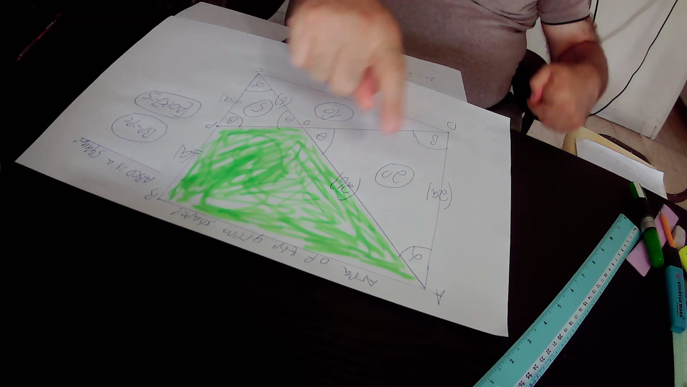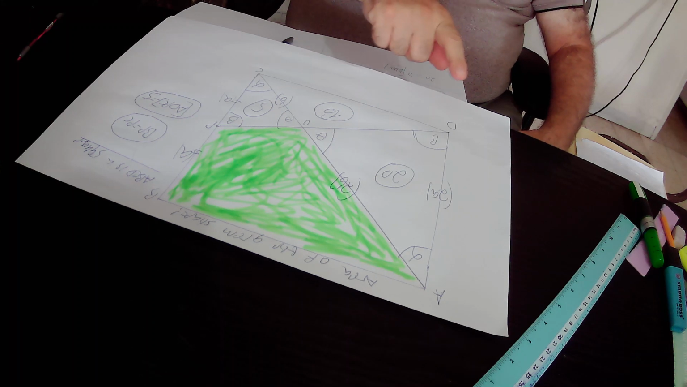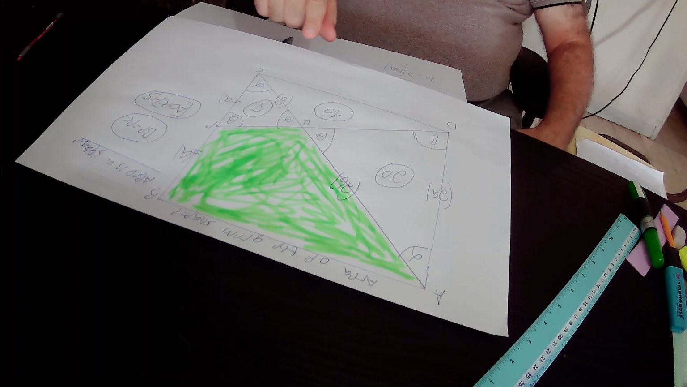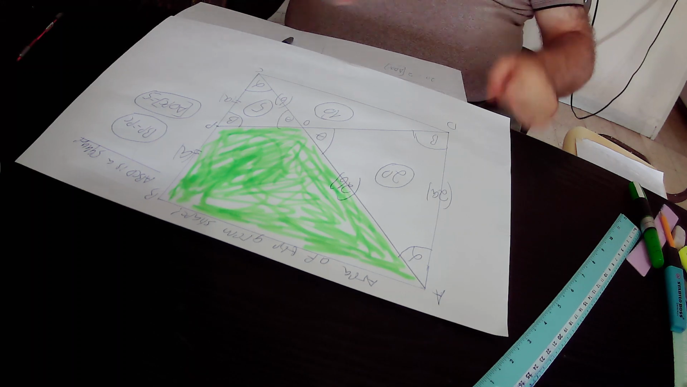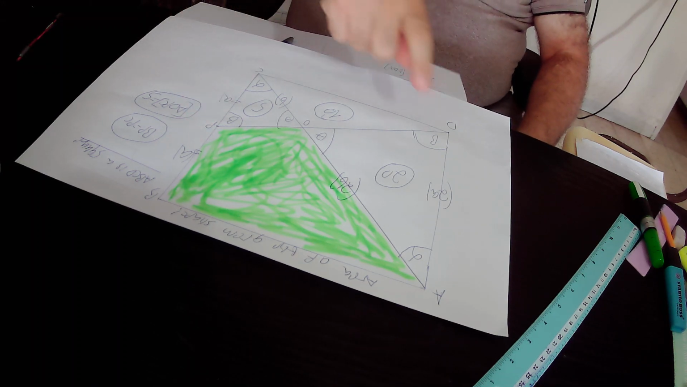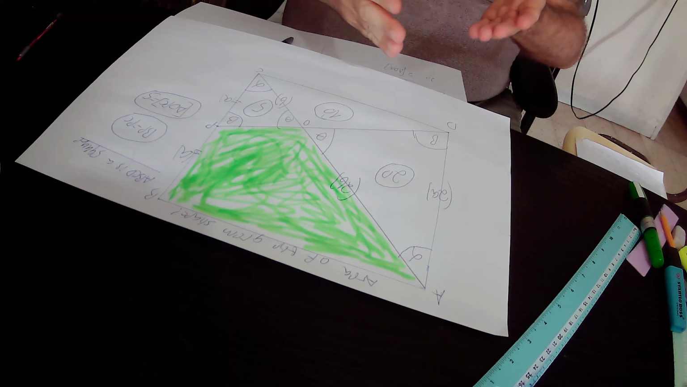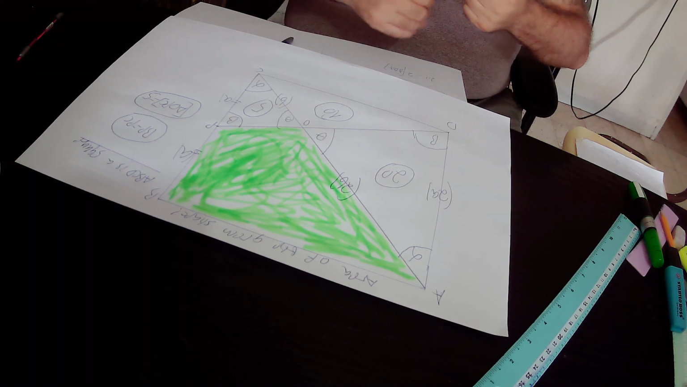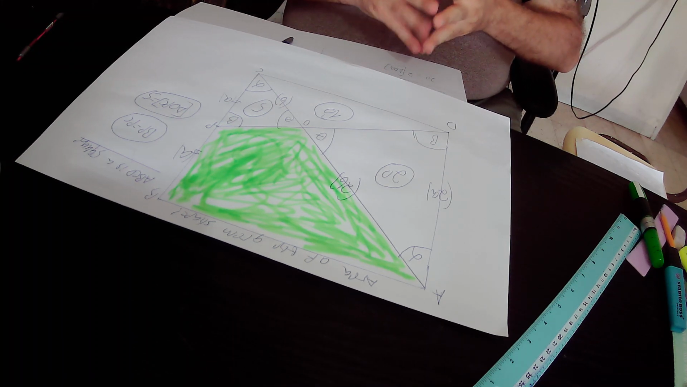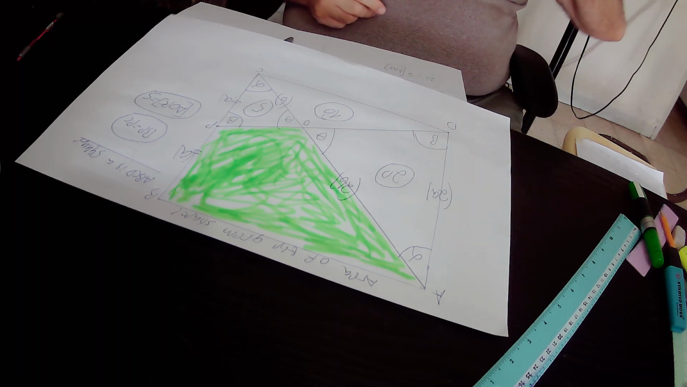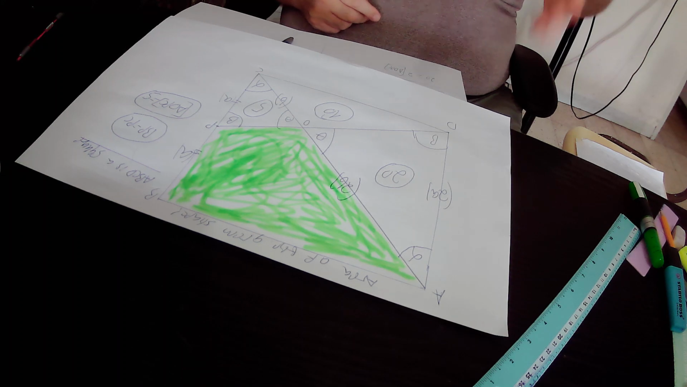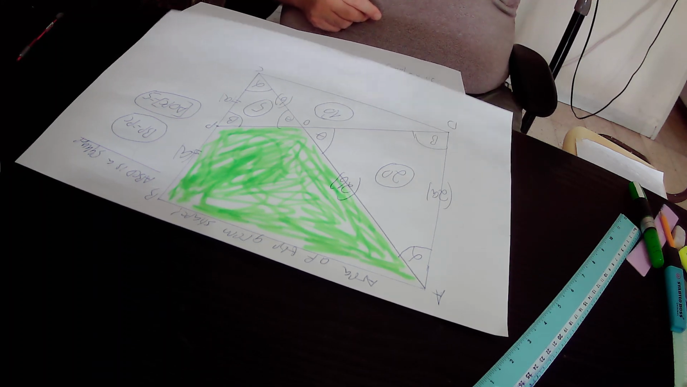Because side AB of triangle ABC is equal to side DC of triangle ADC, because it is a square. Likewise, side BC of triangle ABC is equal to side AD of triangle ADC for the same reason. And finally, AC is a common side that belongs to both triangles.